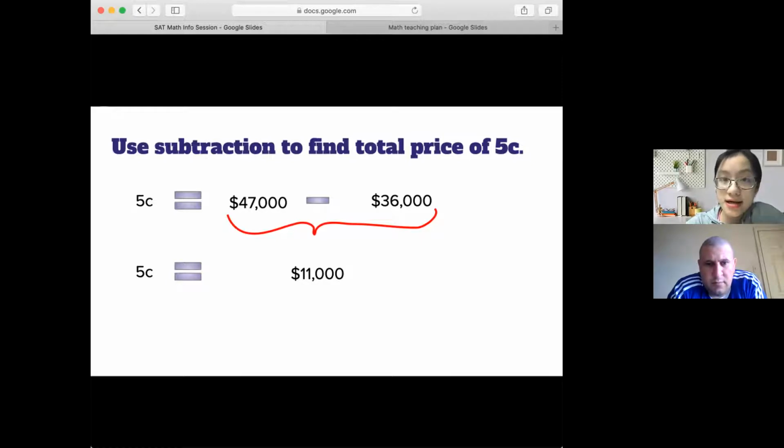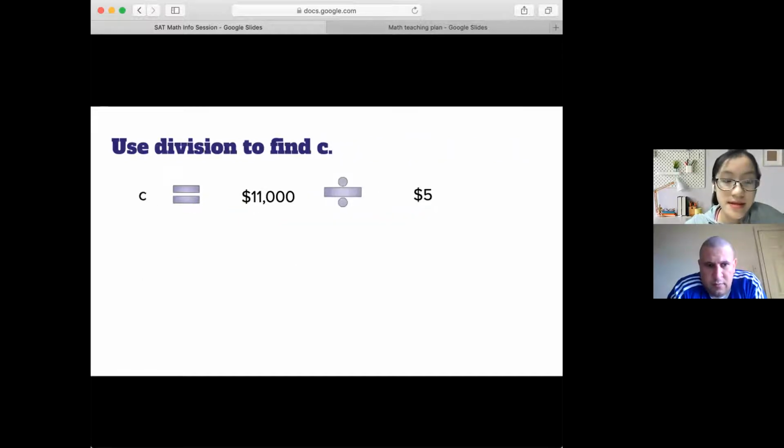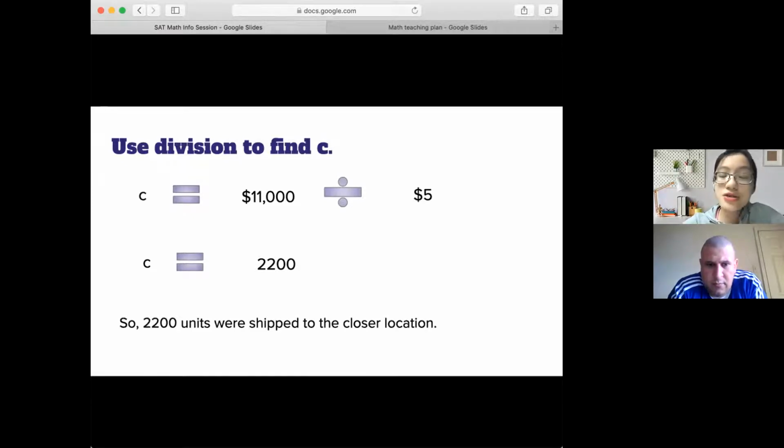This is the cost of 5C, but this is not what the question is asking us. The question is asking us for C. So to get the value of C, we use division. C equals $11,000 divided by $5. If we simplify this, we get C equals 2,200. So the final answer for this question is 2,200 units were shipped to the closer location.